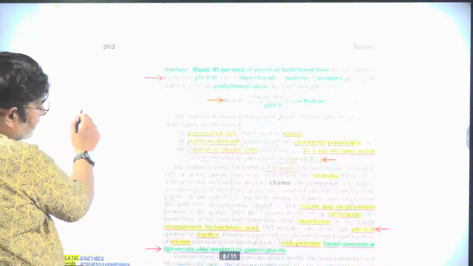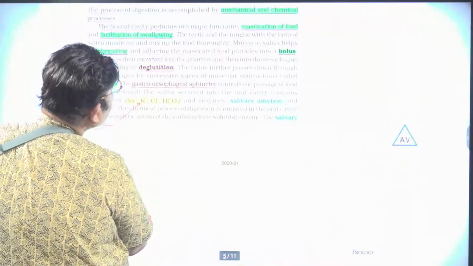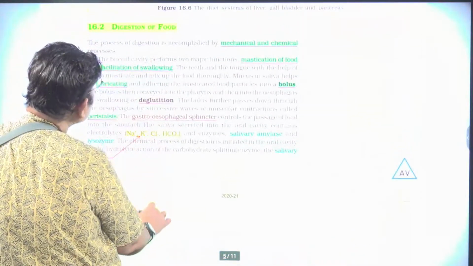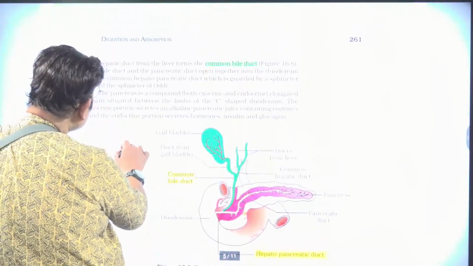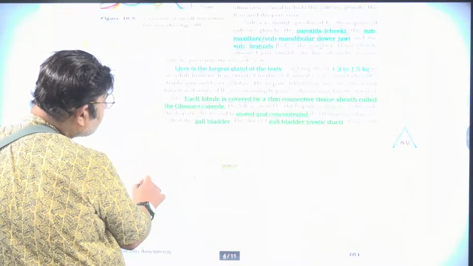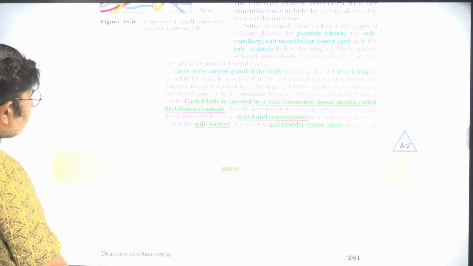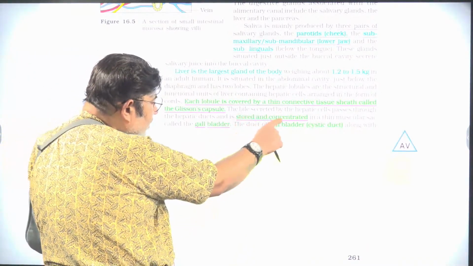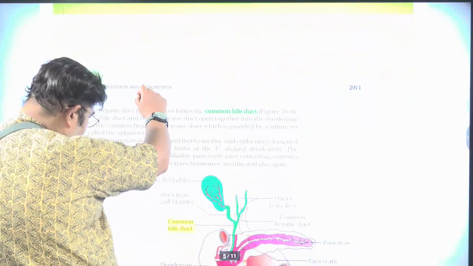Some points they have given in digestion and some points they have given in the glands. I think they have not given alkaline pancreatic juice. This is about the pancreas, and hepatopancreatic. Here, each lobule is covered by a thin connective tissue sheath called Glisson's capsule. The bile secreted by the hepatic cells passes through the hepatic ducts and is stored and concentrated in a thin muscular sac called the gallbladder. So it is not only stored but also concentrated. The duct of the gallbladder goes along with the hepatic ducts.